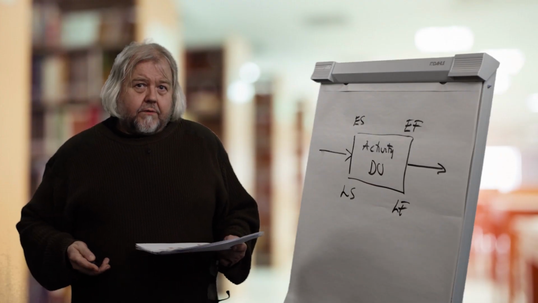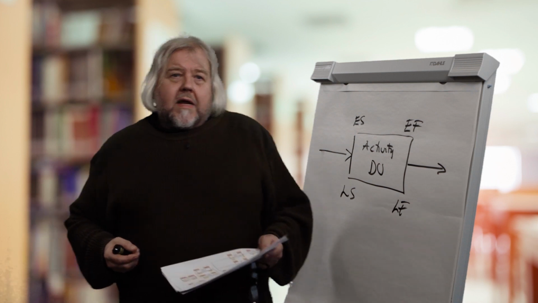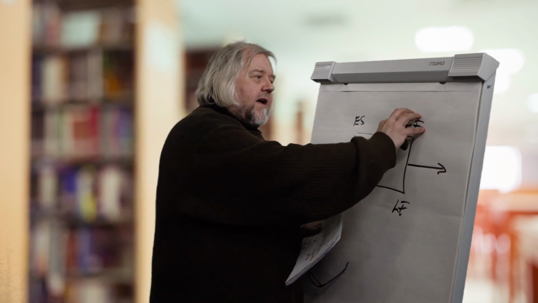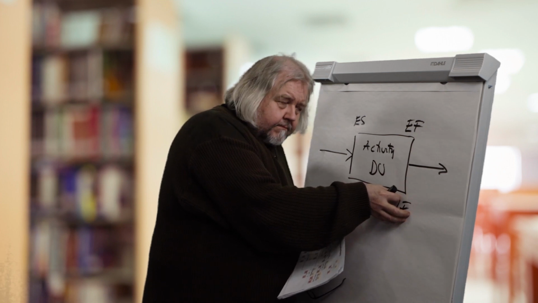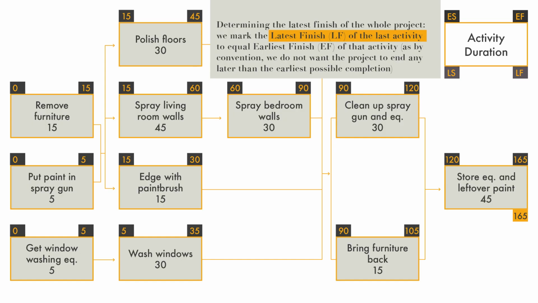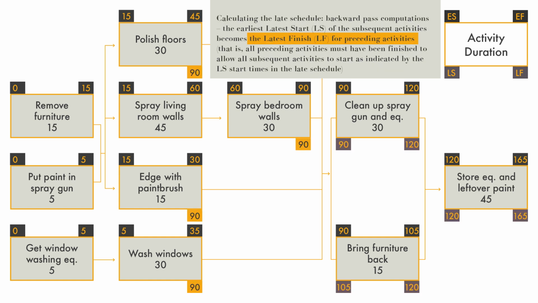Then what do we do next? We move the last activity's earliest finish to latest finish, because we also want our project to end at the latest at the time point 165. And then we start calculating backward, the network backwards. We do a kind of late schedule calculation for the network.